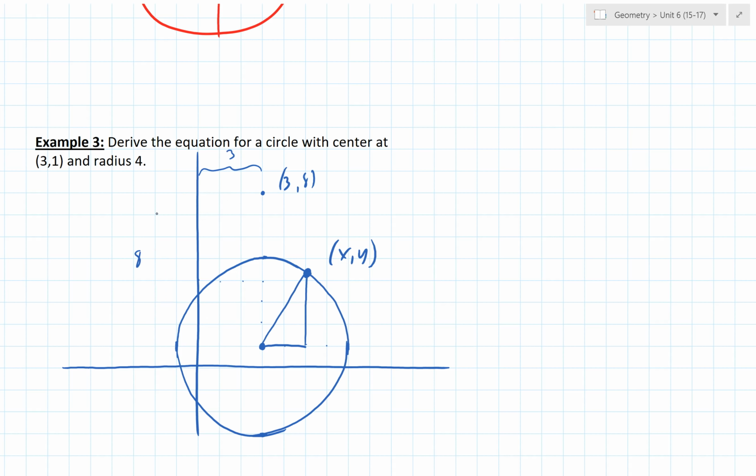Okay? So when we name the coordinates of a point, we're saying how far the point is from the x and the y axis. And so this distance is x, and this distance is y. So that's what x and y represent on any graph, how far away they are from the x and the y axis. Okay? Now we know that this distance is 3, and this distance is 1.